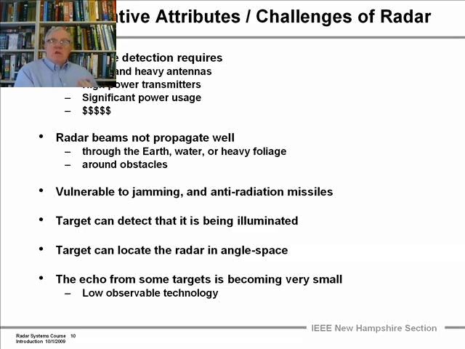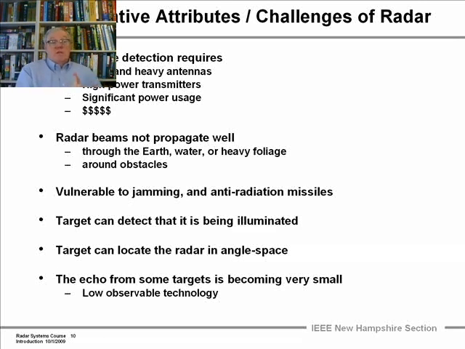They're vulnerable to jamming and anti-radiation missiles. You're emitting radiation. Someone can put some antennas up and say, aha, where the signal's big, that's where the radar is, and you can home in with an anti-radiation missile. And the target can detect that it's being illuminated. So if something can see you, it can know where you are. Excuse me, you can locate the radar in angle-angle space by listening and having a couple of antennas set up.